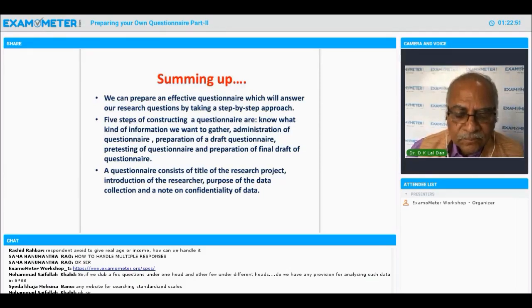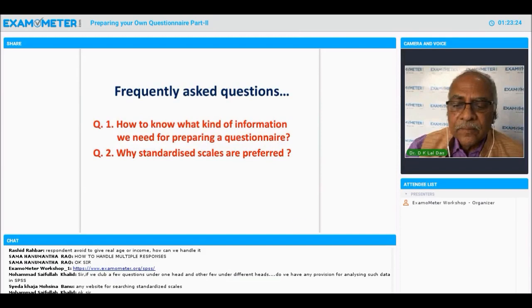No more questions. Yes. Second thing is that there are 5 steps of constructing a questionnaire. They are knowing about the information we want to gather, preparation of a draft questionnaire, administration of the draft questionnaire, pre-testing of the questionnaire, and preparation of the final draft of the questionnaire. A questionnaire consists of the title of the research project, introduction of the researcher, purpose of data collection, and a note on confidentiality.